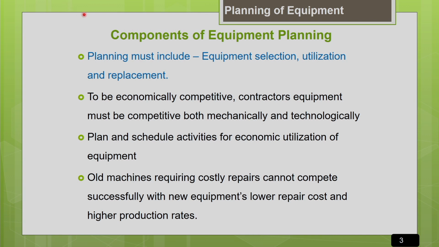Now let us see what the components of the equipment planning process are. The planning must include equipment selection, then we have to plan for the equipment utilization, and finally we have to plan for the replacement of the old machine with the new machine. As I told you in the introduction lecture, we have achieved a lot of advancement in equipment technology. There are so many machines available even for the same job. Now it is really a tough task for the equipment planner to choose the right machine for the right job.